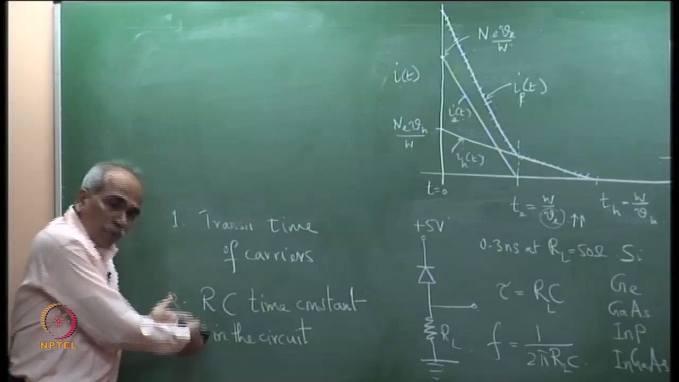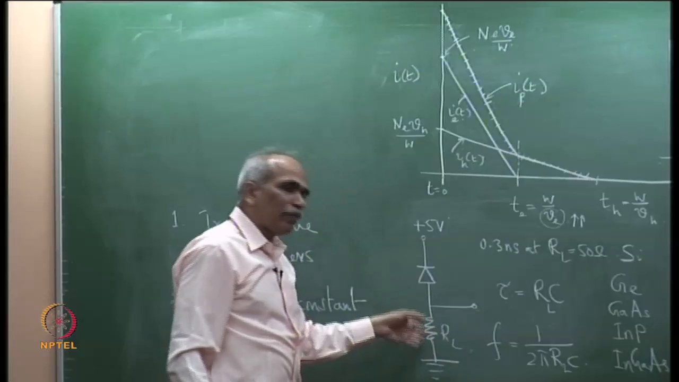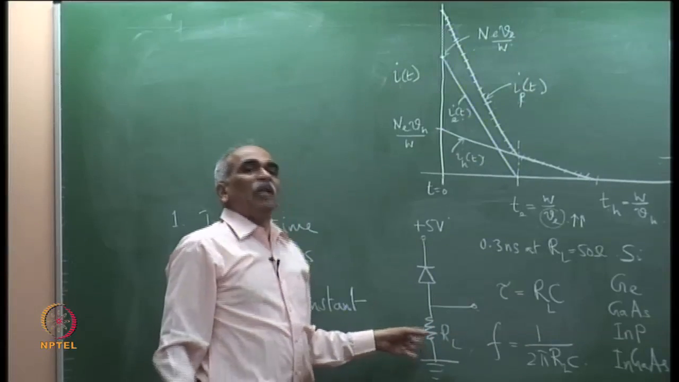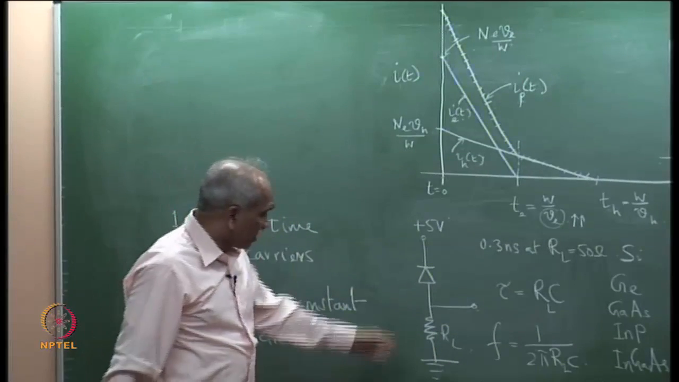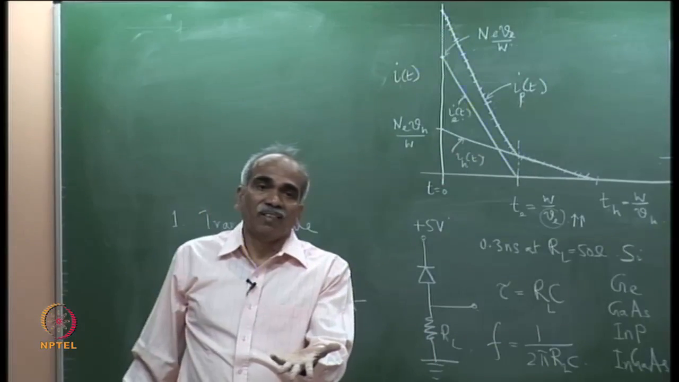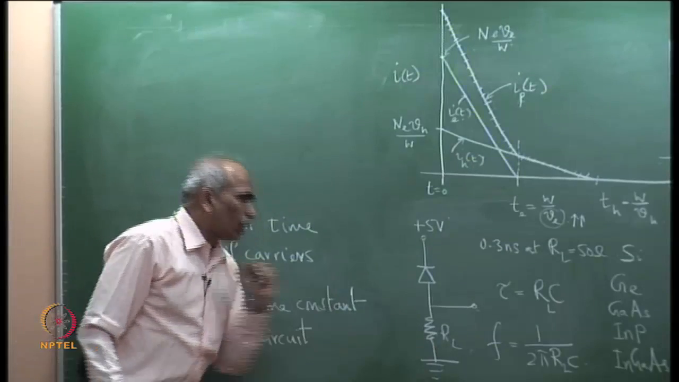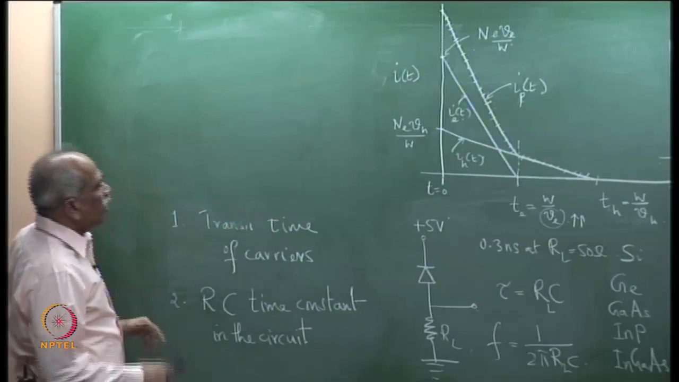This also, of course, one tries to minimize, but you cannot go beyond, because for RL you have to put some load resistance. In a practical circuit you will see that if you reduce the load resistance, detecting becomes extremely difficult. You can reduce it to some extent, but you cannot go beyond, though this can be really minimized.